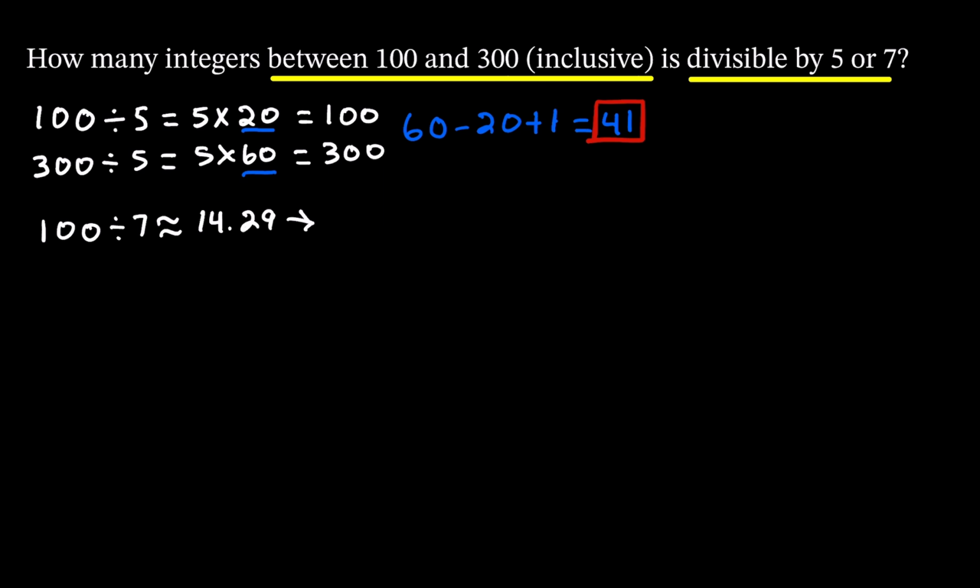Now, 14.29 is not a whole number. We have to turn it into a whole number, but it has to give us a number greater than or equal to 100. So in this case, we have to round 14.29 up to the next whole number, and that gives us 15. So we have our first multiple in this range, which is 7 times 15. And 7 times 15 is equal to 105.